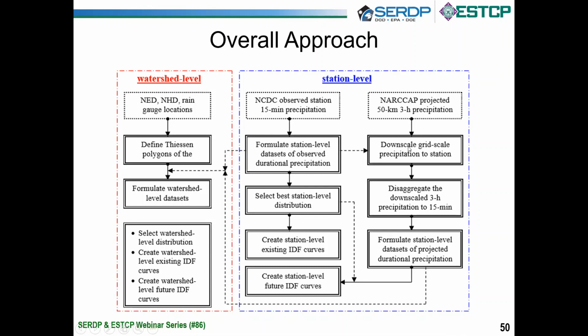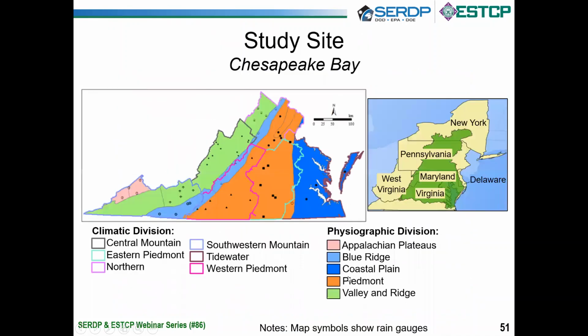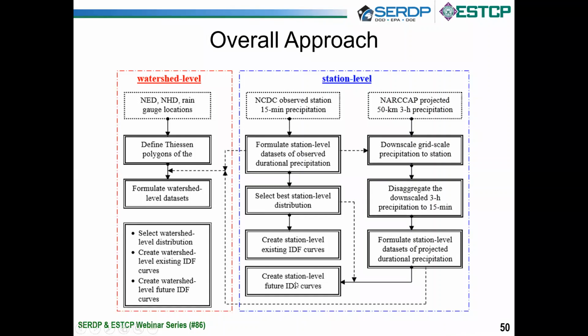We need to do this spatial downscale. So we need to downscale this grid scale precipitation projected by the RCM models to the gauge level or station level. Also, we need to disaggregate the data to short duration, that's 15 minutes, and from there we can get 30 minutes, 45 minutes. Then we formulate the station level data sets for projected duration of precipitation. Then we can use the best distribution determined here to create the station level future ADF curves. So these are station level ADF curves, the historical ADF curves and also the next generation ADF curves.